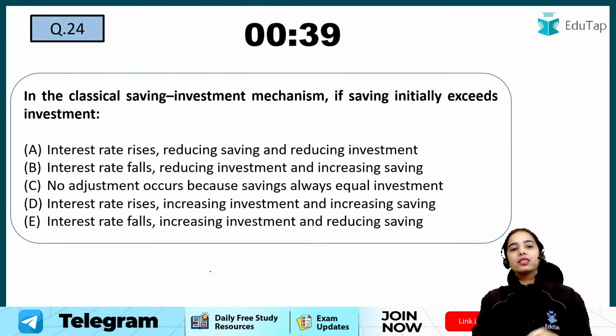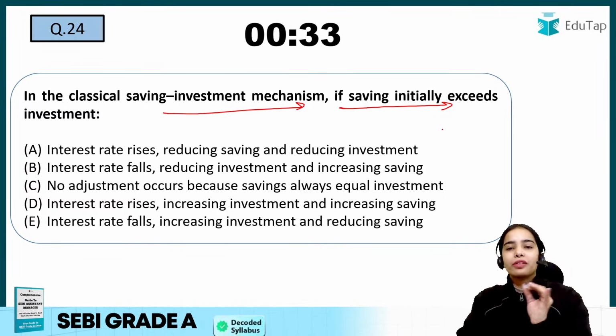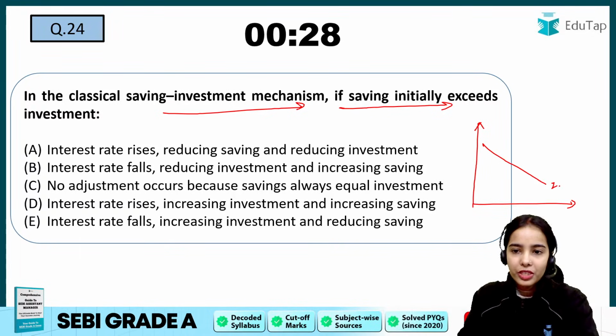Now, try to answer this: in the classical saving and investment mechanism, if saving initially exceeds investment, then what will happen? So basically, classicals have given this diagram. This is investment with the interest rate. Investment is decreasing.